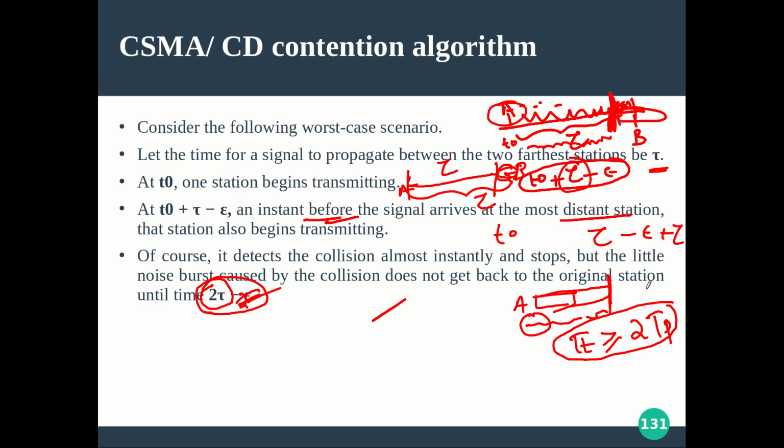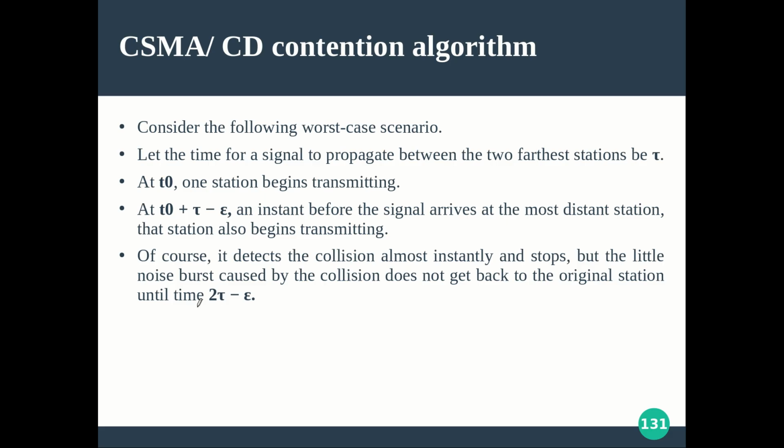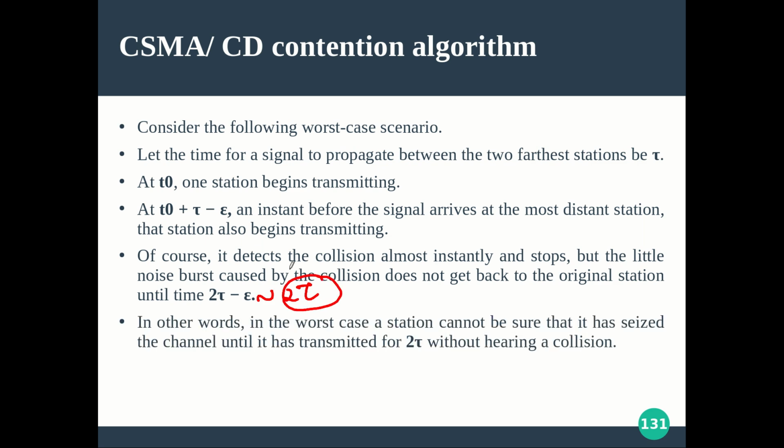So that is what the textbook is trying to convey, but instead of that I just use the terminology from the textbook, like 2 tau. Okay, so hope it is clear. So after this much time, which is approximately 2 tau, the collision signal is coming back. So till then A should continue transmitting its data.